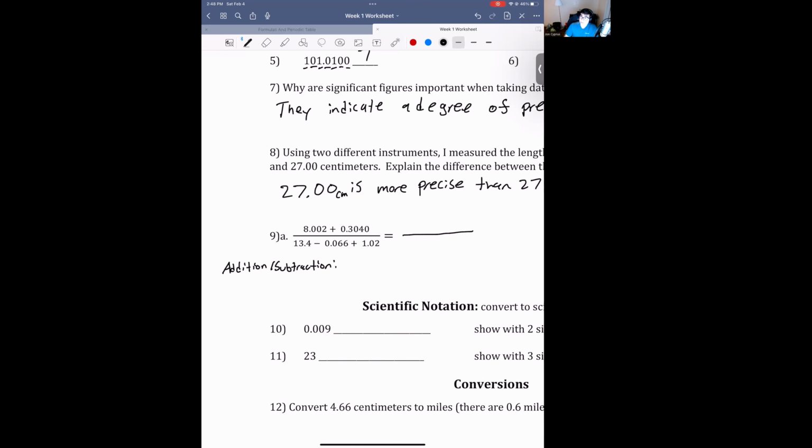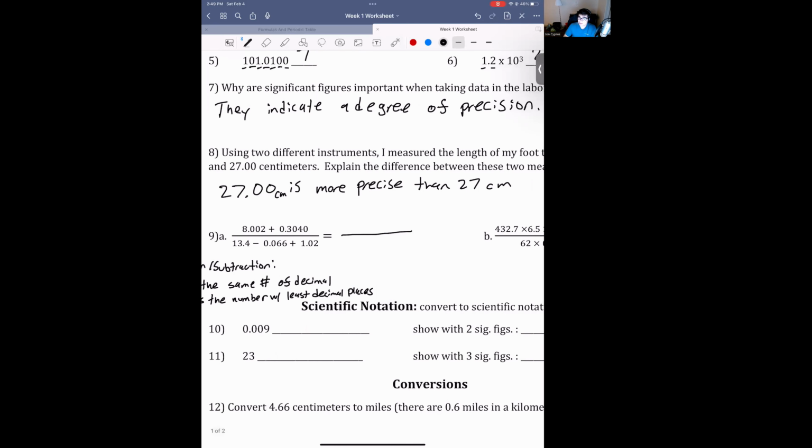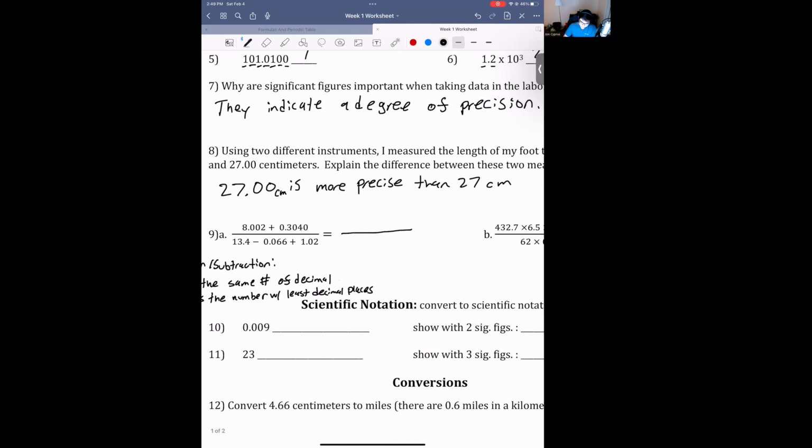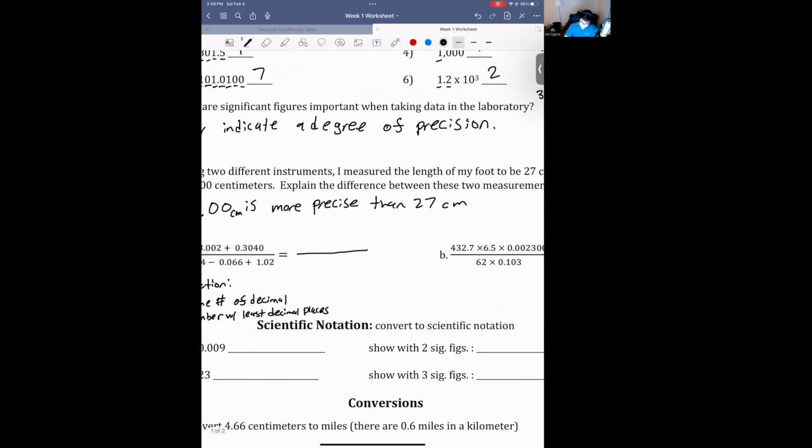So for addition and subtraction, the rule is to take the same number of decimal places as the number with the least amount of decimal places. So if one has 3 decimal places and one has 2, you're going to round your sig figs to the 2 decimal places.